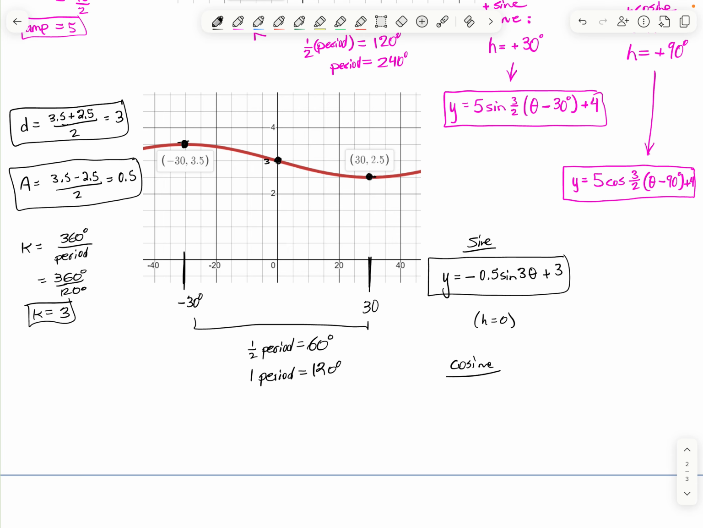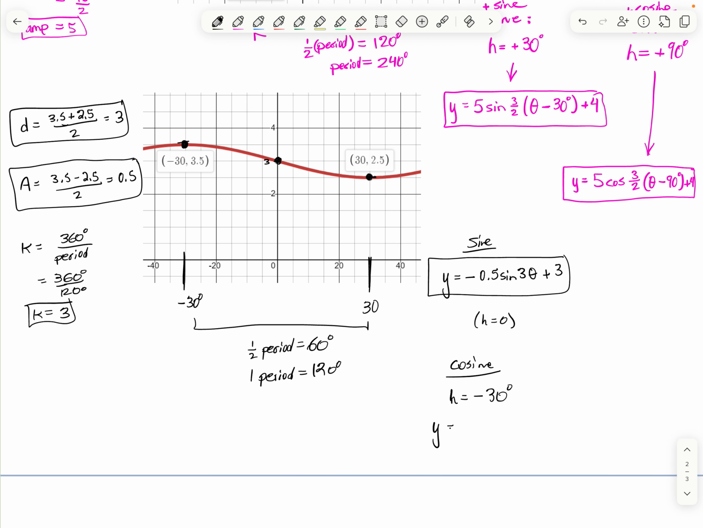As a cosine, well, I'm looking for a maximum. I don't need to look for a minimum unless I wanted to make it like a negative cosine. For a positive cosine, look for a maximum. There's a maximum right there. It's happening at an H value. So H is equal to negative 30 degrees. So phase shift of 30 degrees to the left.